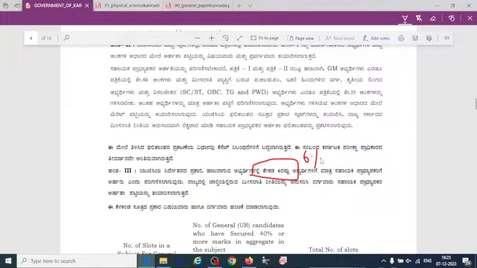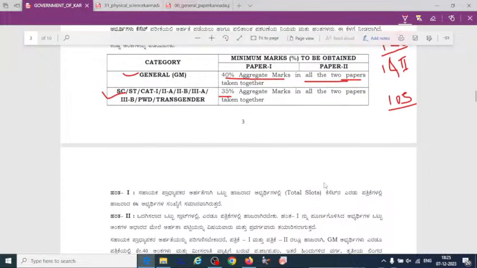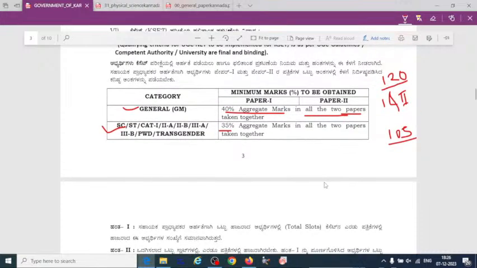So 6% are considered from the candidates who have qualified the exam. That's why you must be prepared very well for the exam, so that you can easily qualify with these marks.